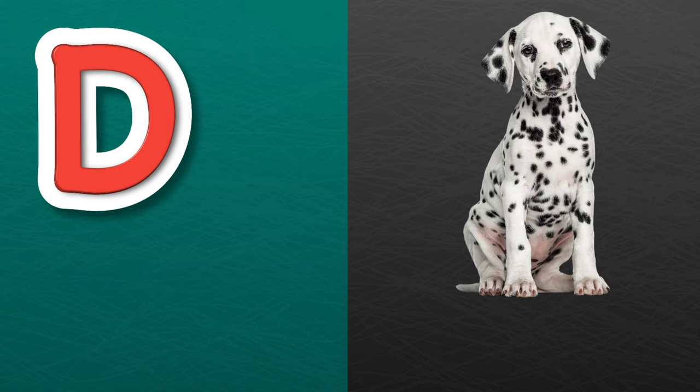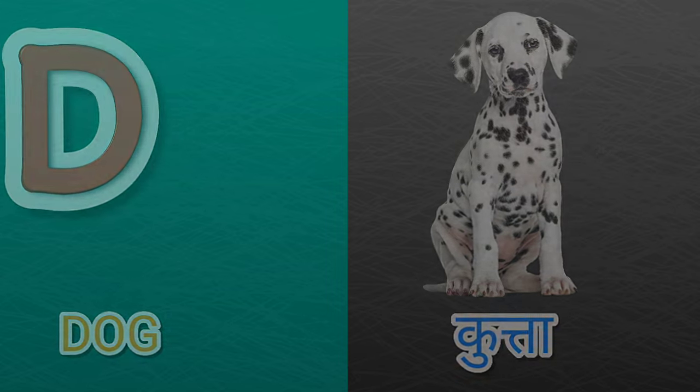D. D for dog. D O G. Dog. Dog means kutta.